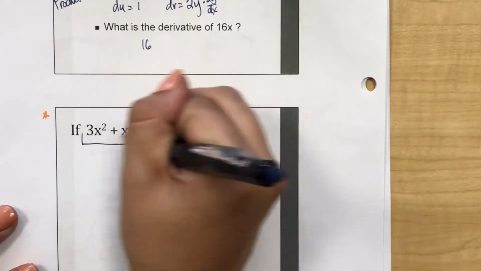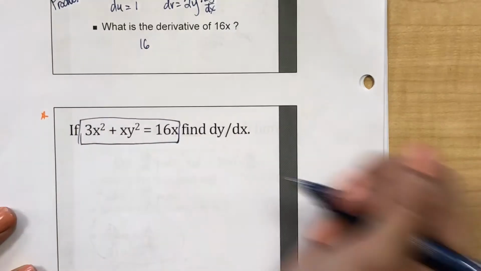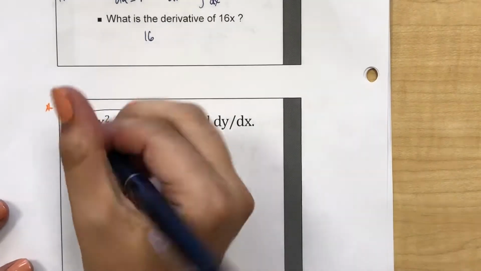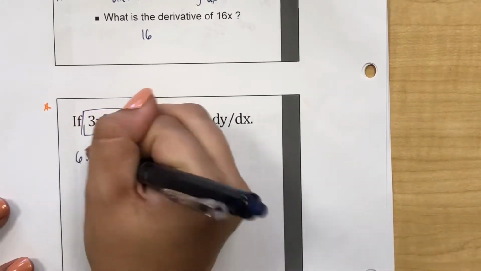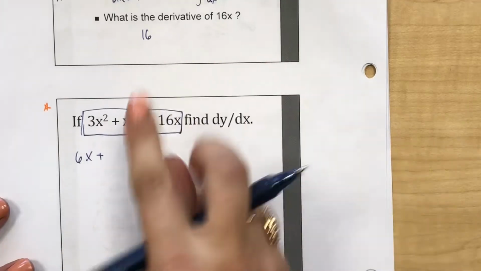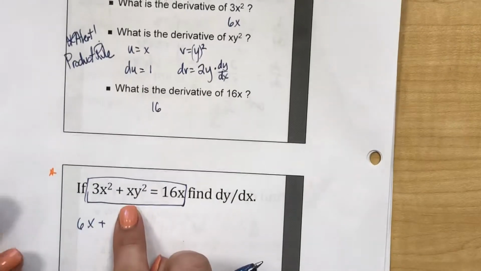Okay, so now I'm going to put it all together. This is my whole problem here. I'm going to find dy dx. So this guy, the derivative is 6x. The derivative of xy squared.